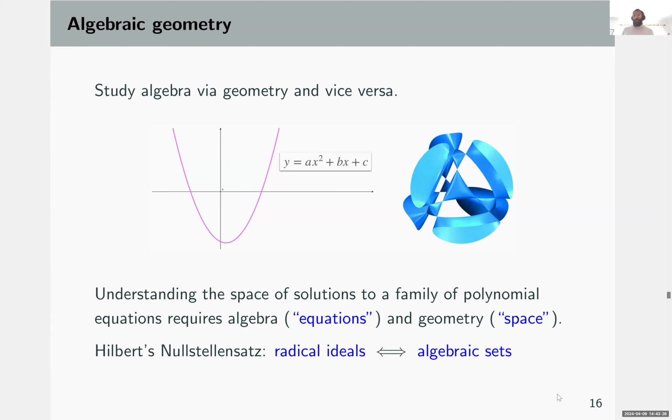And so there's a connection here. There's a bijection between algebraic sets, which are these solution spaces, and radical ideals, which are basically algebraic objects that are defined by certain polynomials. So you can move back and forth between these descriptions as necessary in order to solve whatever question you're thinking about.